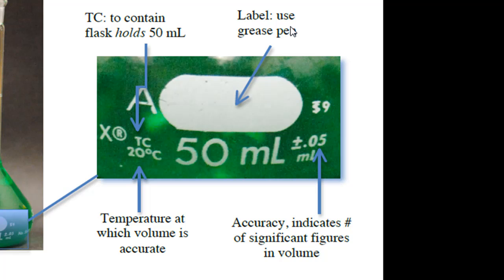There is a label which is used to write with grease pencil. There is another term, 20 degrees Celsius, written there. It means at 20 degrees Celsius it measures an accurate volume of 50 ml. Now there is another terminology, plus or minus 0.05 ml. It is written. It means it is an accuracy. It indicates the significant figures in volume.